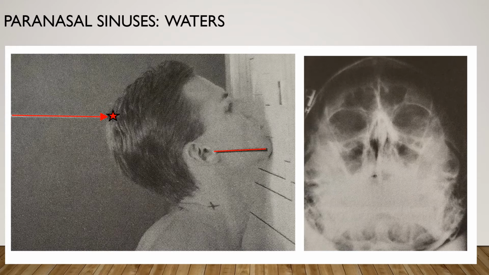Adjust the MML, and the MML is the mentomeatal line, perpendicular to the image receptor. The orbital meatal line is 37 degrees to the image receptor. There's no rotation. The mid-sagittal plane is perpendicular to the IR, and the center of the image receptor is to the central ray. The central ray is going to be horizontal and perpendicular to exit at the acanthion. Once again, the acanthion is below the nose.